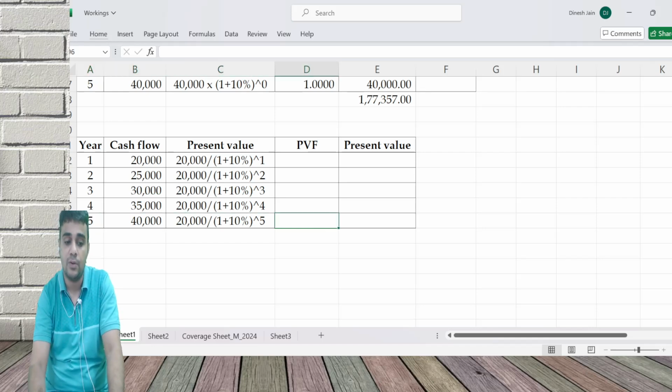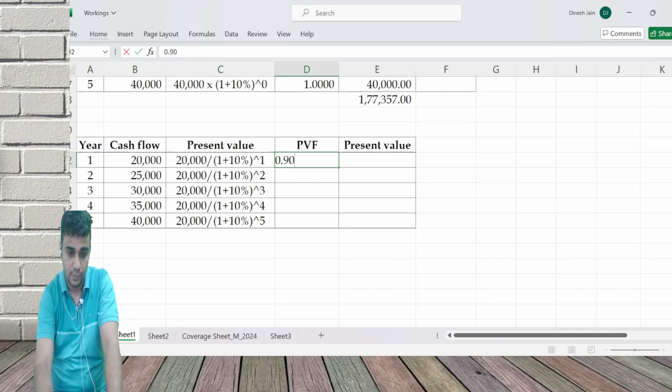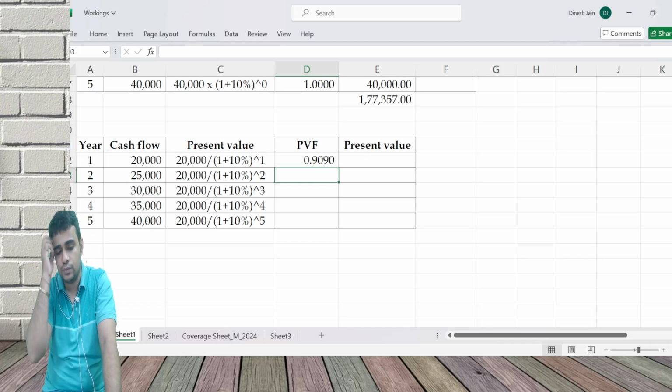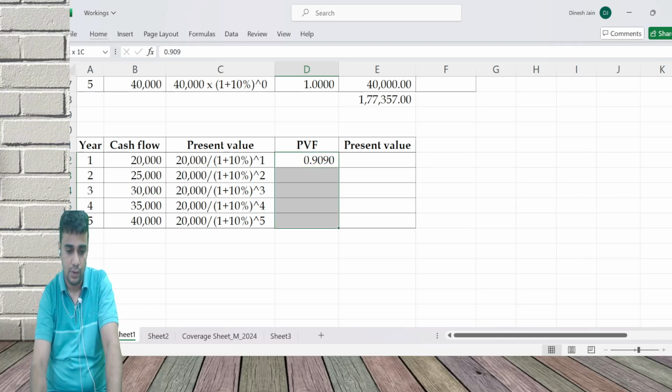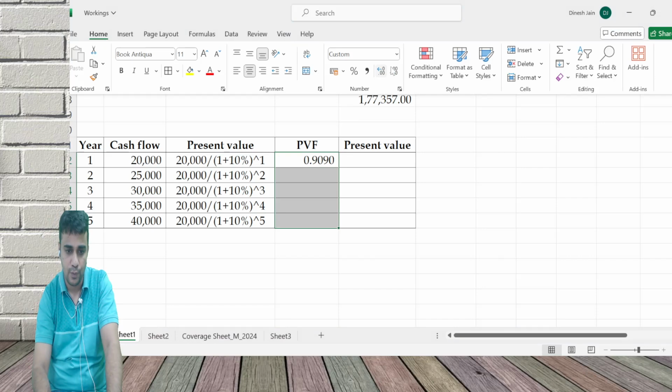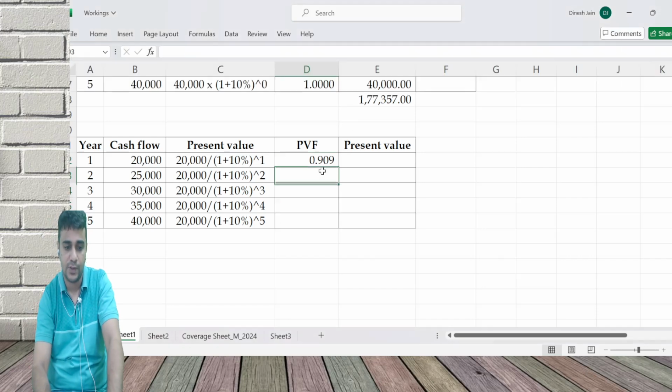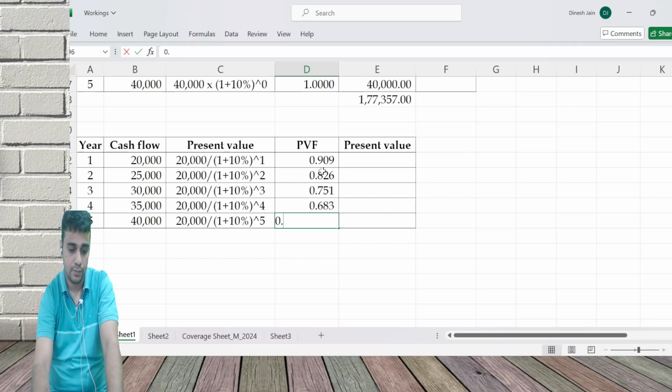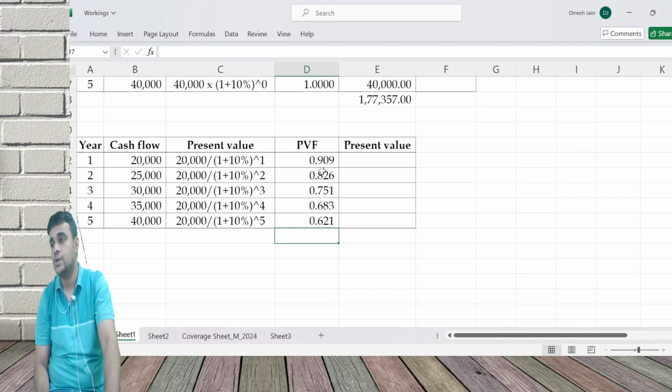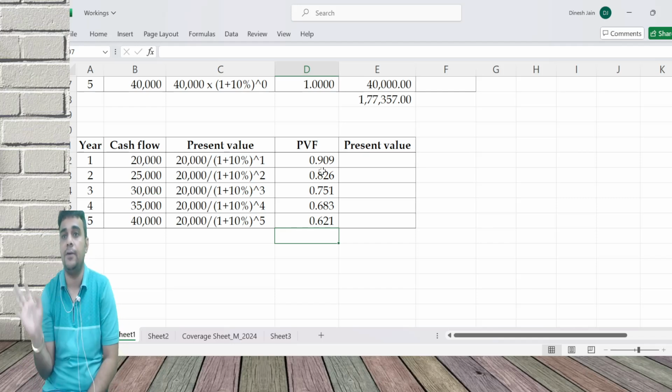Now in the calculator, 1 divided by 1.1. First is 0.909. Again equal to, again equal to, again equal to. This is how we'll write the factors.